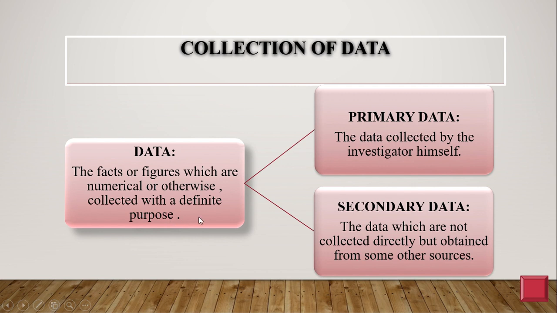There are two types of data, primary data and secondary data. The data collected by the investigator itself for a definite plan or purpose is called primary data. Example, height of students of your class, number of trees in your locality. This comes under primary data. It is collected by yourself. Whereas secondary data are the data which are not collected directly but obtained from some other sources such as television, newspapers, magazines, etc. These are called secondary data.